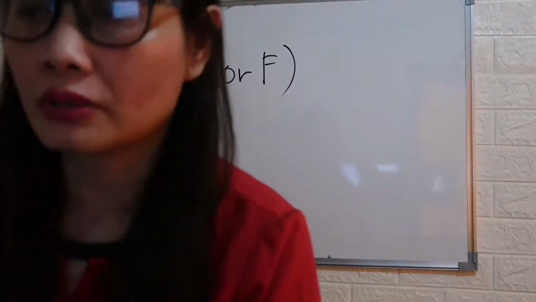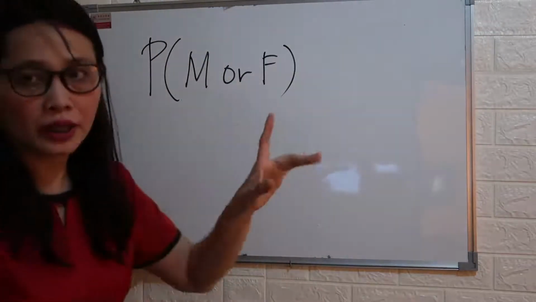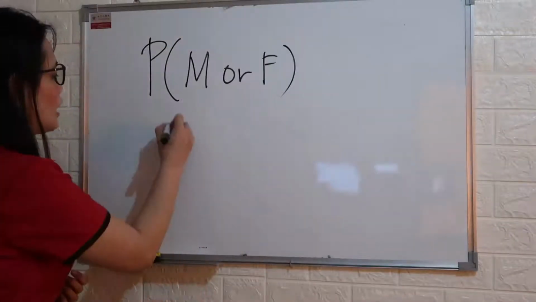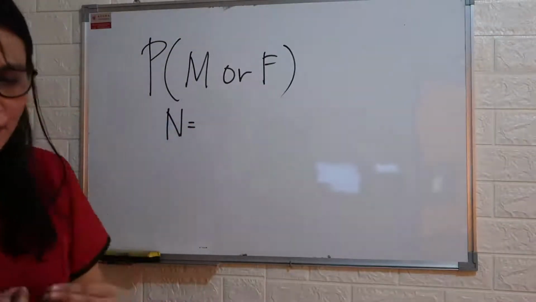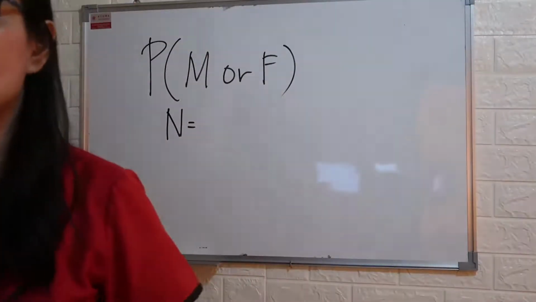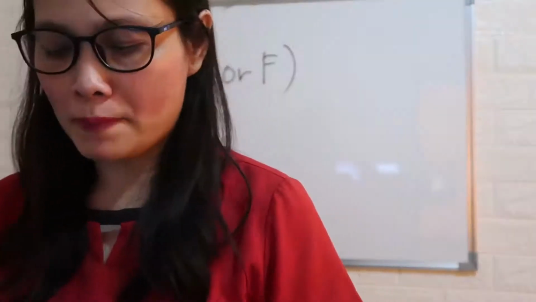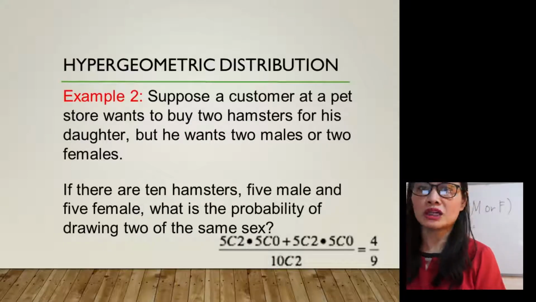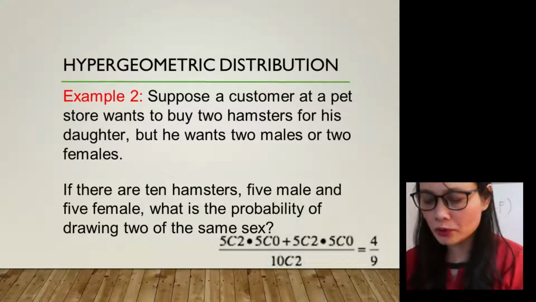When we say or, what's the operation? Addition. Okay. So, in number 2 example, first and foremost, we need to identify the value of n. When we say n, you're referring to the population. So, what would be the population size of number 2? Population meaning as a whole, the totality. So, in number 2, what will be your population?